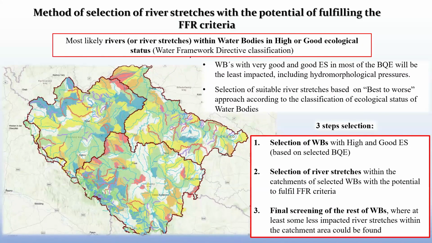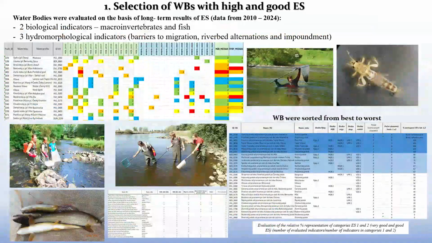First, we selected those water bodies with high and good ecological status based on selected criteria. Then we select suitable river stretches or rivers within the catchments of these selected water bodies. And at the end, we made a final screening of the rest of the water bodies and looked for the rivers which could be less impacted and could fulfill the FFR criteria, even though they are in the worst evaluated water bodies. So that's just an example of how we select water bodies.